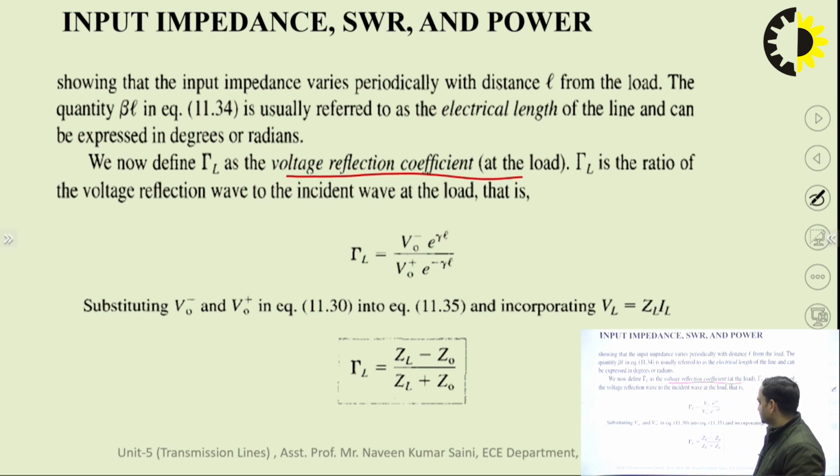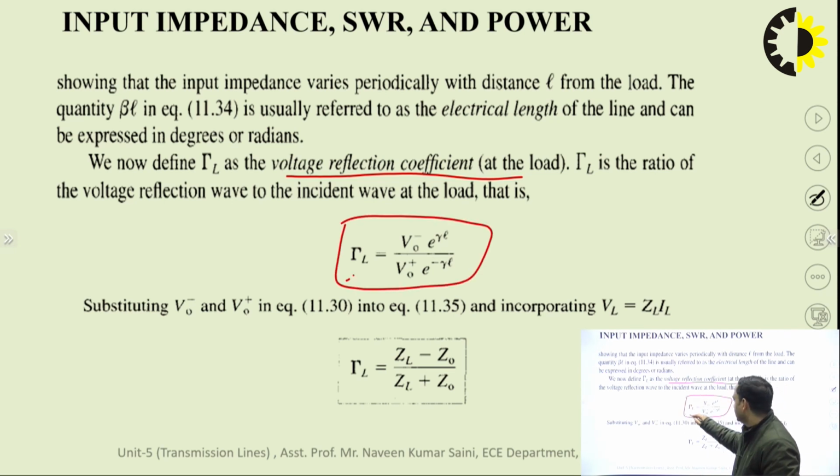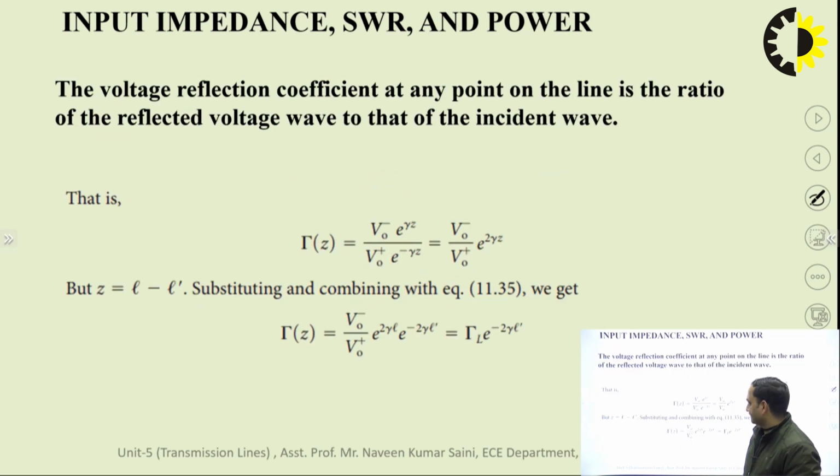So we know this formula that gamma L is equal to V naught minus e power gamma L upon V naught plus e power minus gamma L. So we can put in V naught minus and V naught plus from the above equations, and the final expression which we get is gamma L equal to (ZL minus Z naught) upon (ZL plus Z naught). When we put all these equations together, we can get this final expression very easily.